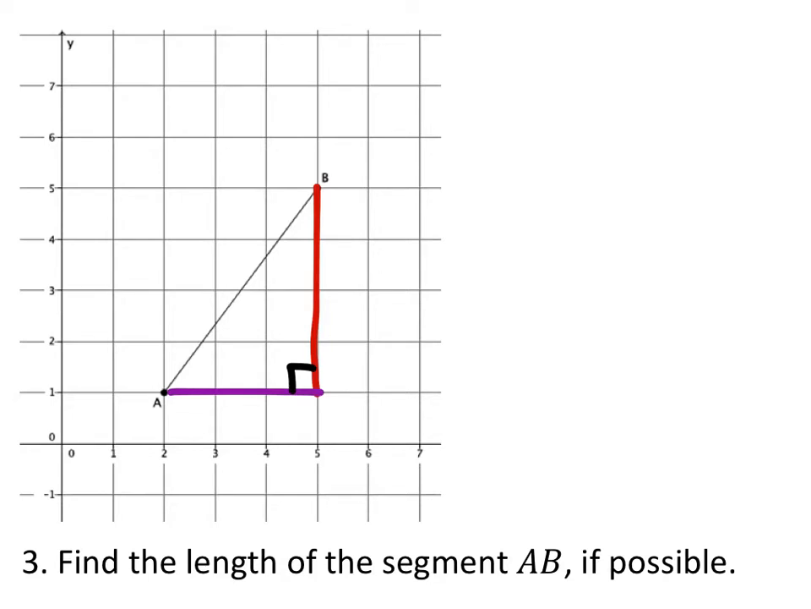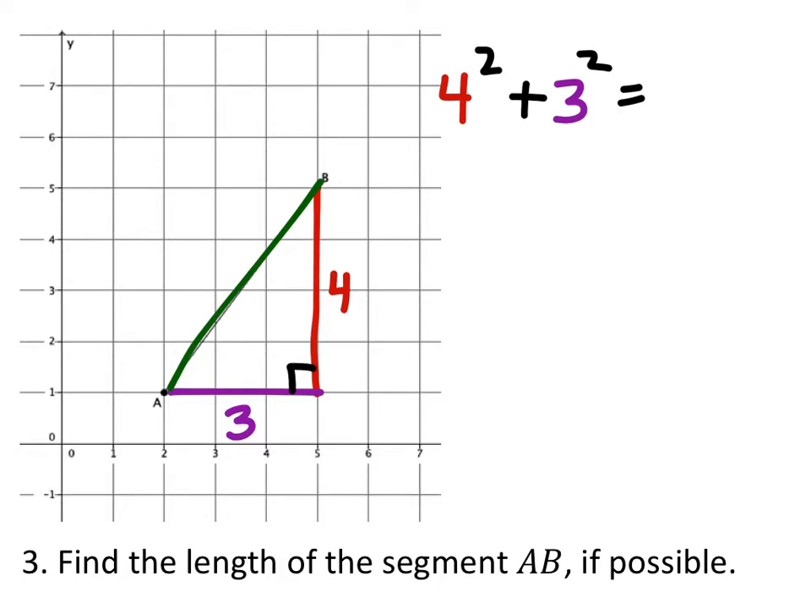Let's do this one. Let's look at the red leg first. It has a length of 4, and the purple one has a length of 3. So if we use the Pythagorean Theorem on this one, I've got the 2 legs. If I square these two and add them together, then I will have the length of the AB segment squared as well. Alright, so this one is the hypotenuse, by the way.